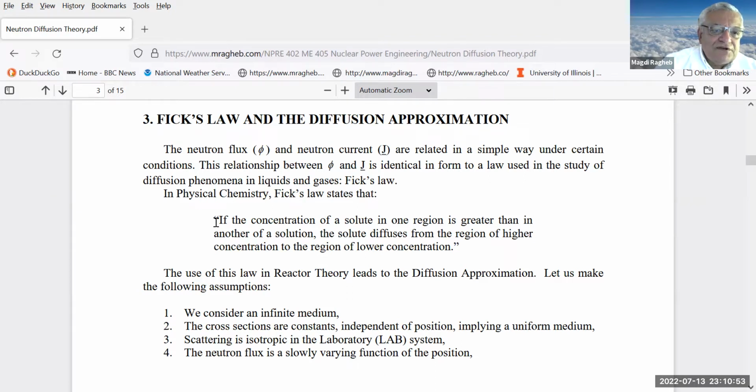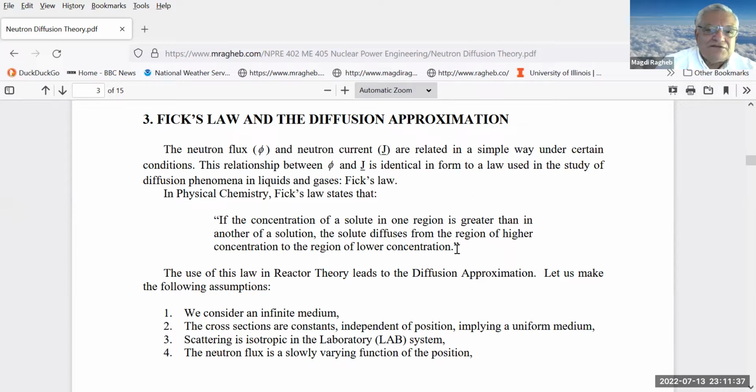In physical chemistry, Fick's law states, quote, if the concentration of a solute in one region is greater than in another solution, the solute diffuses from the region of higher concentration to the region of lower concentration. And this is an observation that's empirical. We all see that in diffusion processes that happen in everyday life. And the diffusion from the higher concentration to the region of lower concentration depends on the slope of the distribution of the concentration in the solute or the diffusing medium.